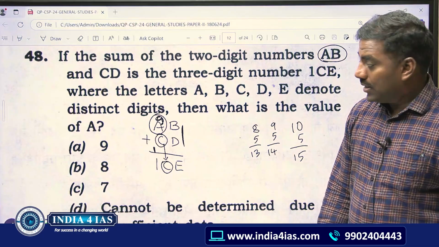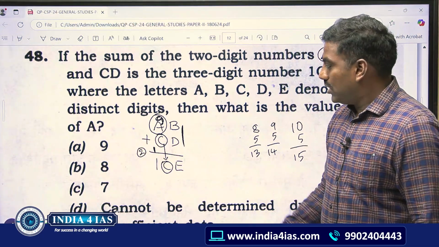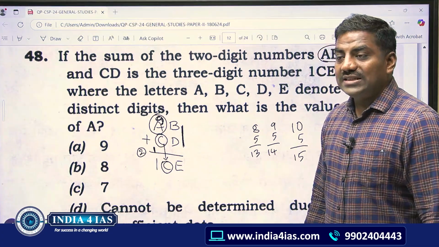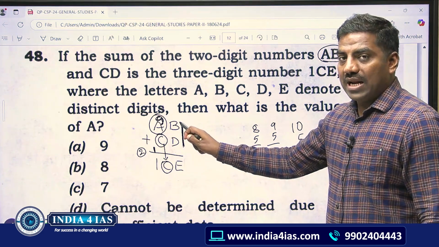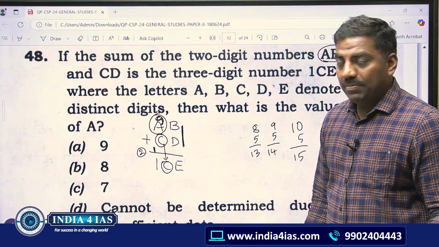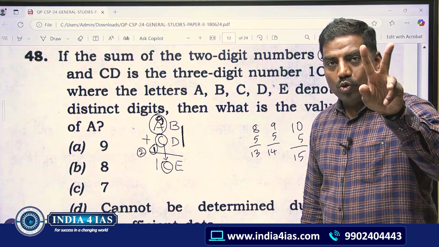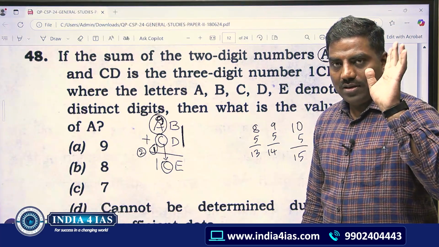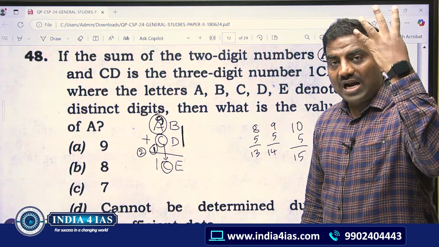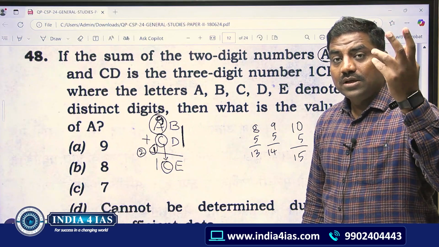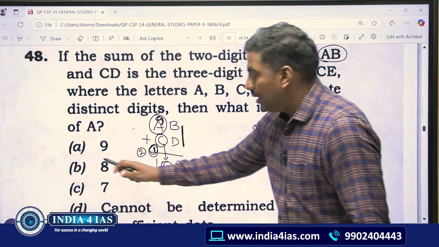You can ask me, sir, the carry can be 2 also, right? Sometimes carry can be 2 also. But when you add two single digit numbers, maximum value of B can be 9, maximum value of D can be 9. 9 plus 9 is 18. Always the carry will be 1. Whenever you add two numbers, maximum carry is 1. Whenever you add three numbers, maximum carry is 2. Whenever you add 4 numbers, maximum carry is 3. Like that, here the maximum carry is 1. In that case, A has to be 9.